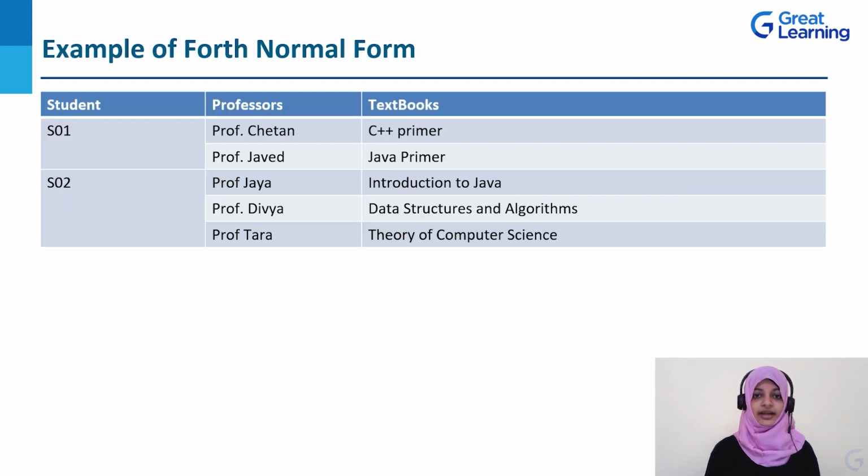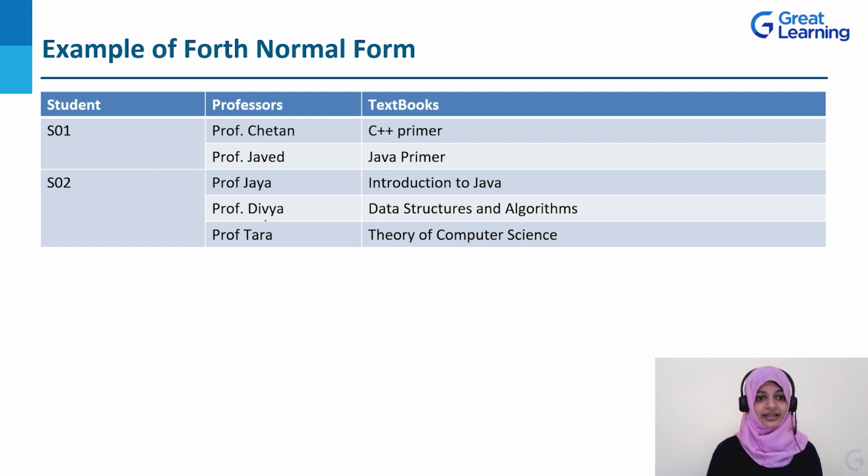Observe the table given here as an example. We have two students, namely S1 and S2, and they actually have been assigned to certain professors. All of these professors would recommend textbooks.